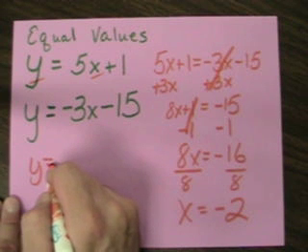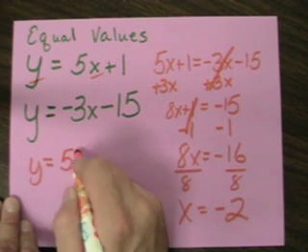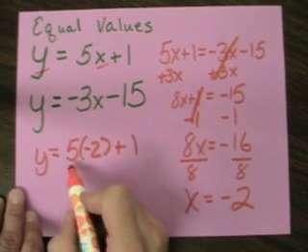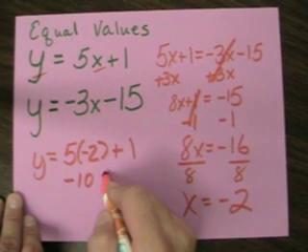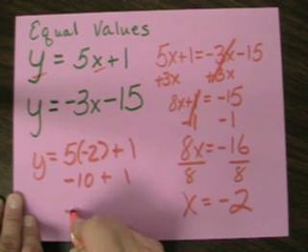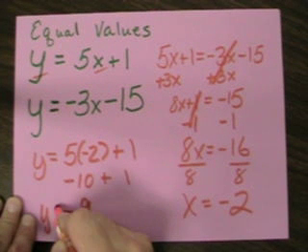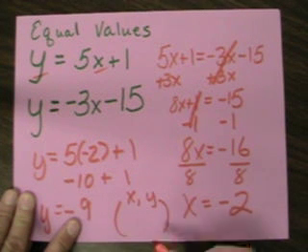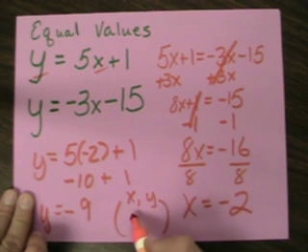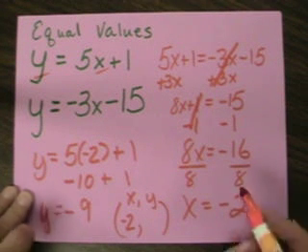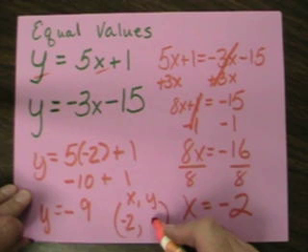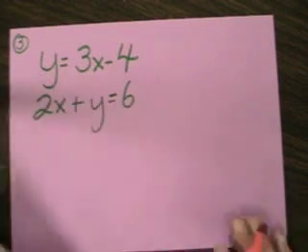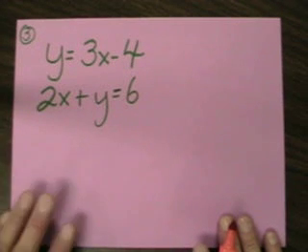Y equals 5x plus 1. That's 5 times -2 plus 1. Let's see, -10 plus 1 is -9. So y is -9. And we often will write our answer in xy form as a point. So the x value is -2 and the y value is -9. Okay? Remember, you can pause this and rewind it if you want to look back at it.